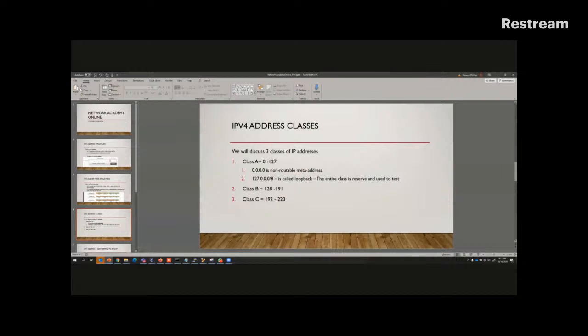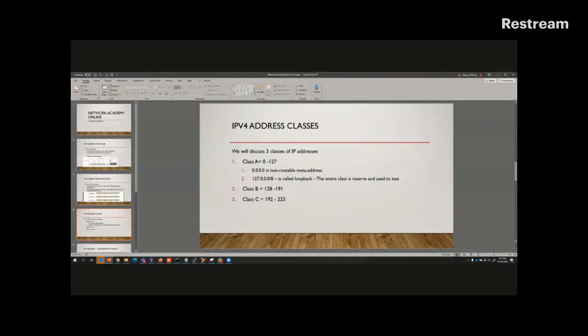Class B is 128 to 191, and Class C is 192 to 223. I'm going to provide some clarifications for this for you, because you might be saying, well, 128 or 191, what does that mean?